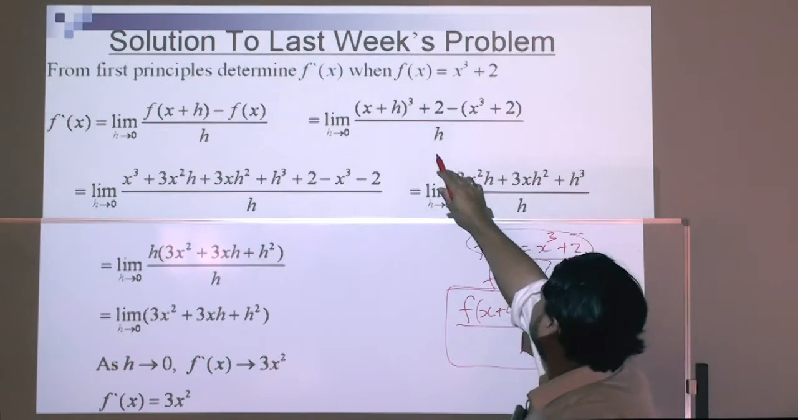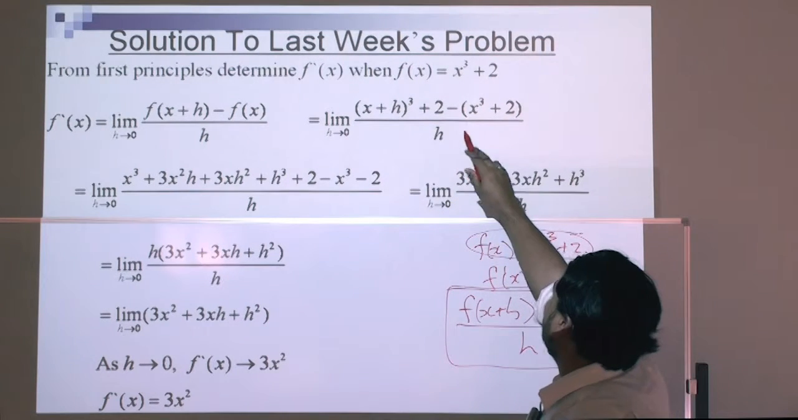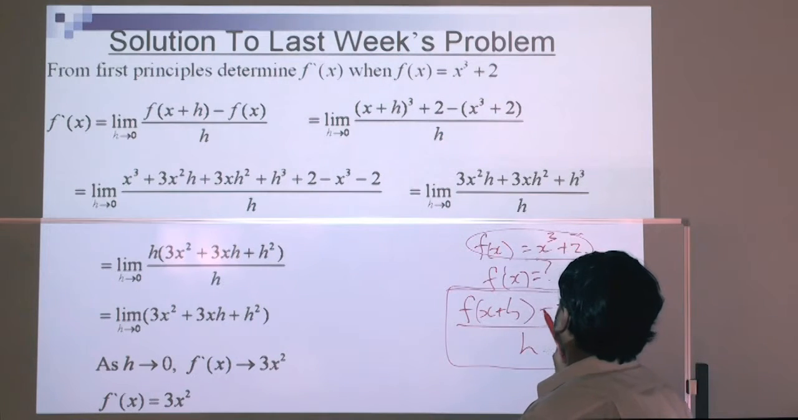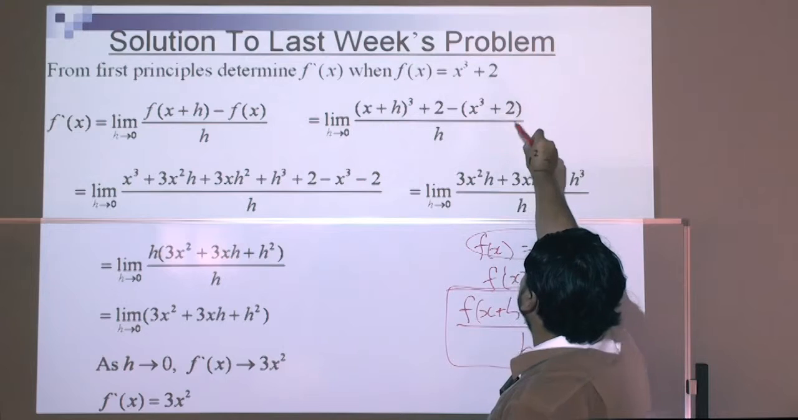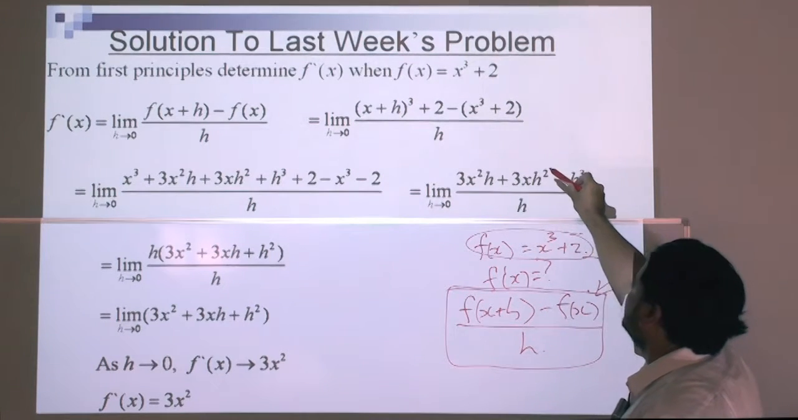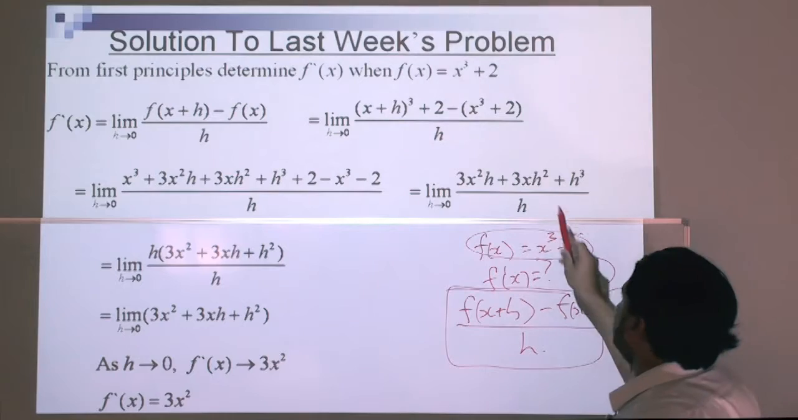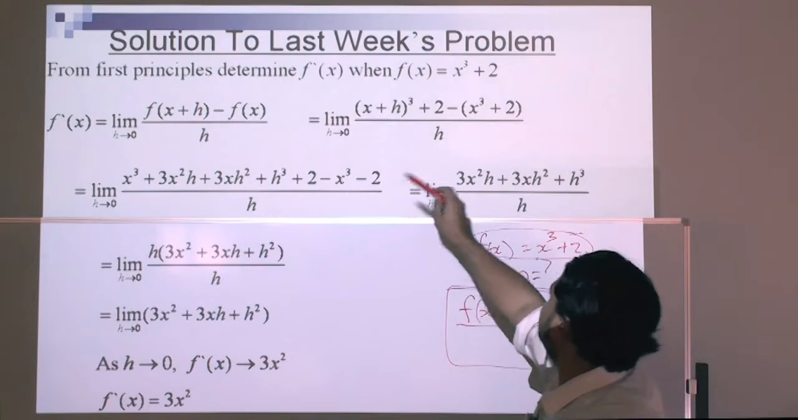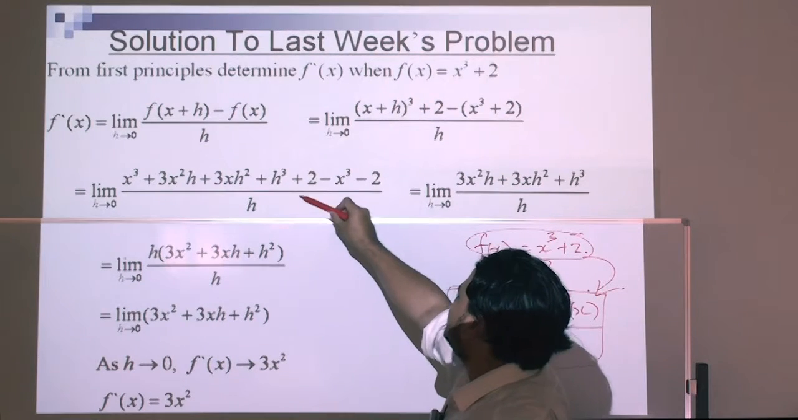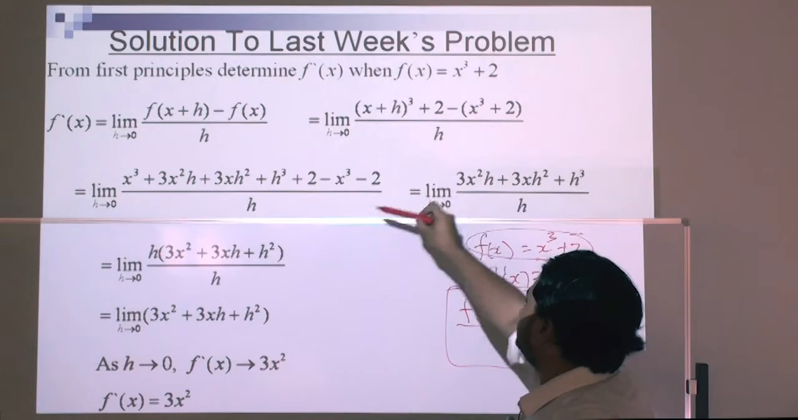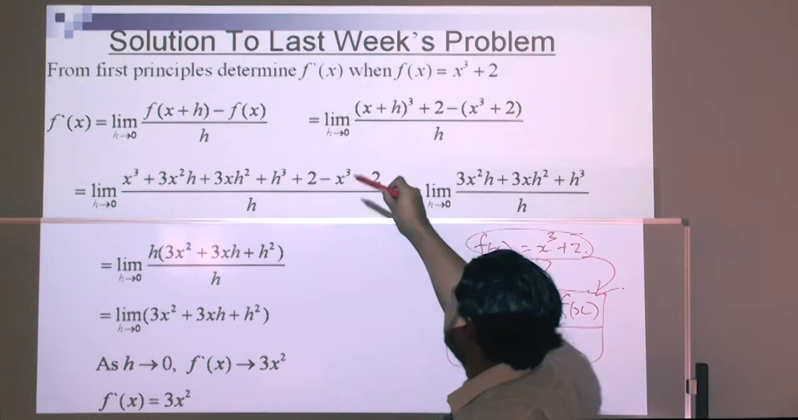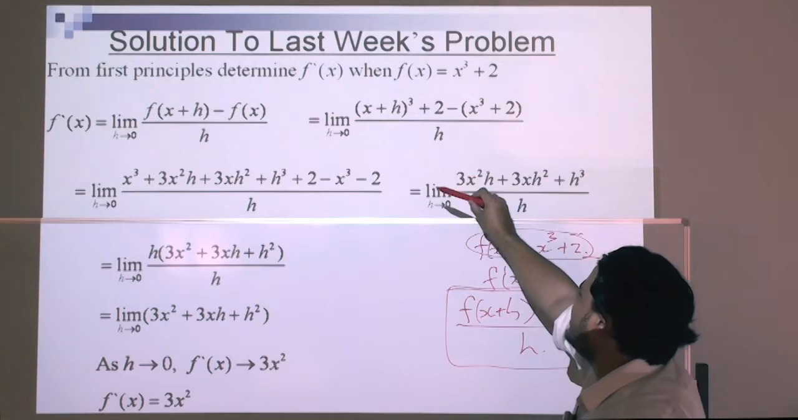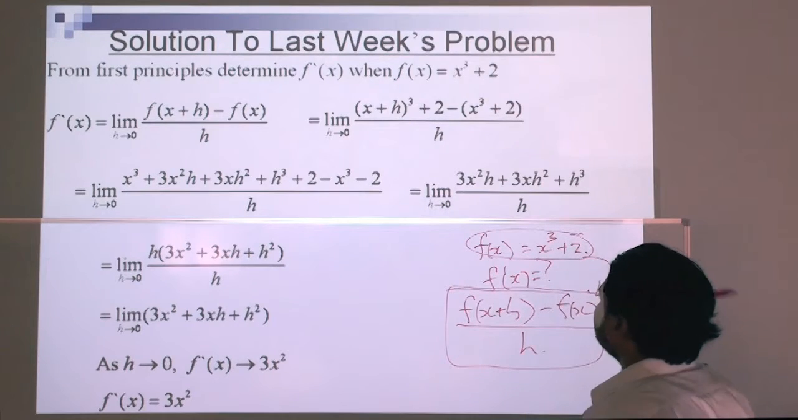So what we have is (x plus h) in brackets to the power of 3, plus 2, and then you minus f(x), which is x to the power of 3 plus 2, all of that over h. When you expand that, (x plus h) times (x plus h) times (x plus h), you get x cubed plus 3x squared h plus 3x h squared plus h to the power of 3, plus 2, take away x to the power of 3 minus 2, over h.